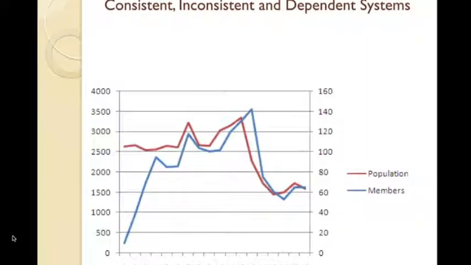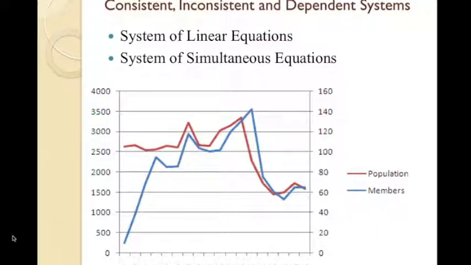Sometimes it is useful to examine more than one graph on the same set of axes. Having both graphs displayed together makes it easier to compare the data. When there are two or more equations displayed on a graph, it is referred to as a system of linear equations, or a system of simultaneous equations. To solve a system of equations by graphing, we graph each equation on the same set of axes.